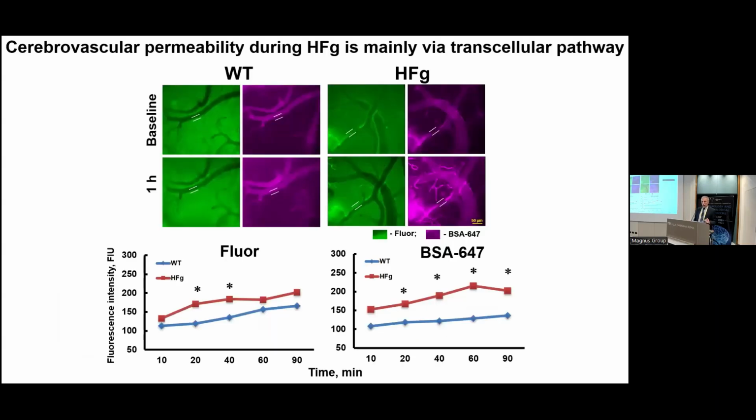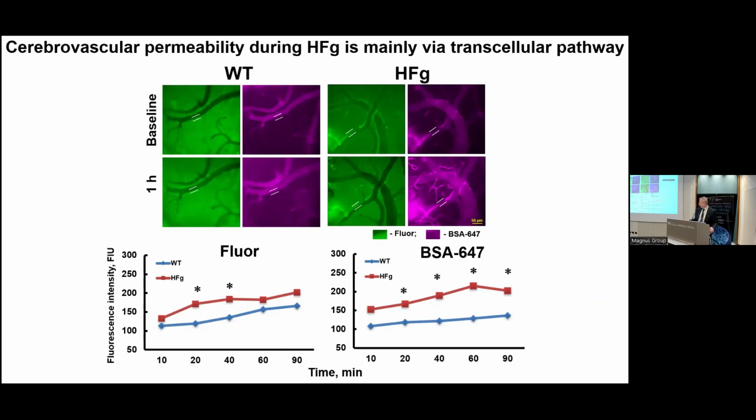We developed a method to define vascular permeability, whether it is transcellular or paracellular. So we used a dual probing method. We used two probes: one is a fluorescent probe, called fluor here in this slide, and the other is bovine serum albumin, which is conjugated with Alexa 647. We compared the crossing of these dyes through vasculature.